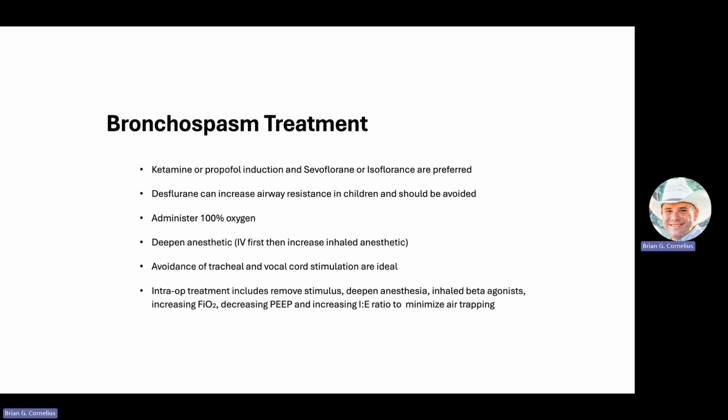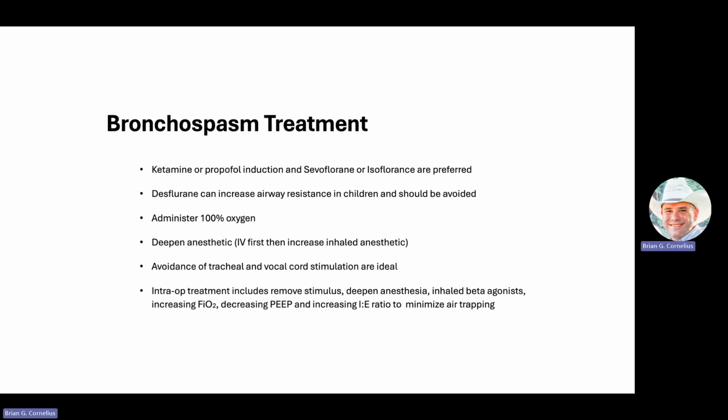Sevoflurane tends to be our go-to agent for pediatric patients because it's less irritating. Isoflurane is certainly acceptable as well. If you utilize desflurane in these patients, it increases airway resistance. It also alone will cause coughing, so we tend to avoid it in pediatric patients anyways. But certainly if you have somebody that's prone to bronchospasm or has a reactive airway, I would avoid it.